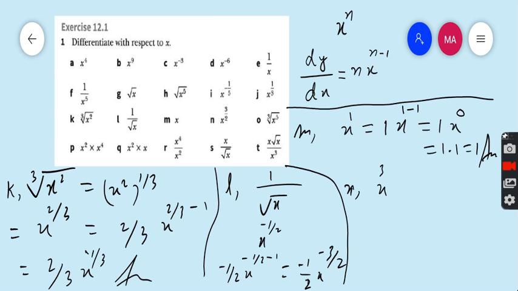X to the power 3 upon 2. So write power first, subtract 1. 3 upon 2. 2 ones are 2. 3 minus 2 is 1. So the answer of part n is 3 upon 2 x to the power 1 upon 2. Move to part O.